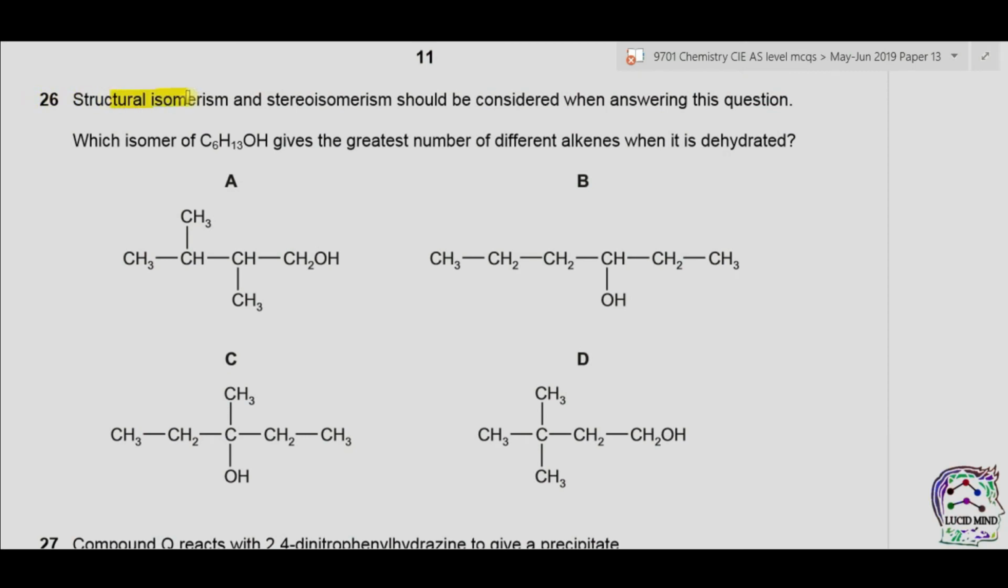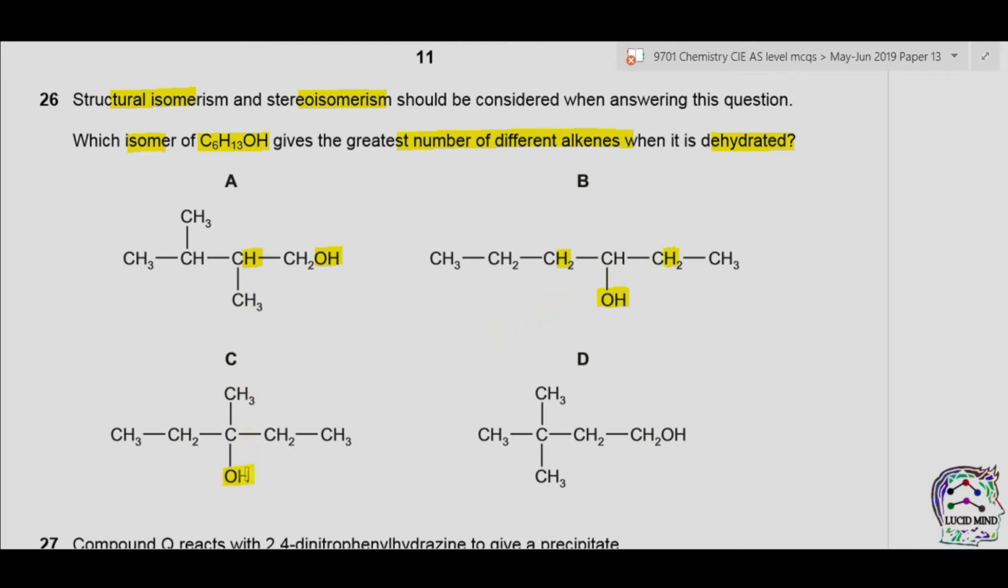Question 26. Structural isomerism and stereoisomerism should be considered when answering this question. Which isomer of C6H13OH gives the greatest number of different alkenes when it is dehydrated? Now, dehydration of alcohols occurs in such a way that OH is removed from one carbon atom and a hydrogen atom is removed from an adjacent carbon. Similarly, OH is removed from this carbon atom and hydrogen can be removed from an adjacent carbon, which could be this one or this one. So 2 products are formed.